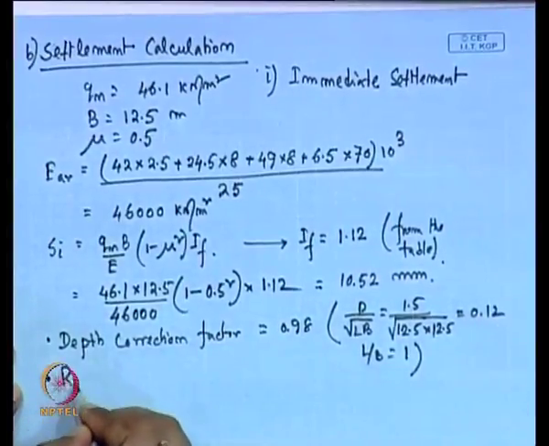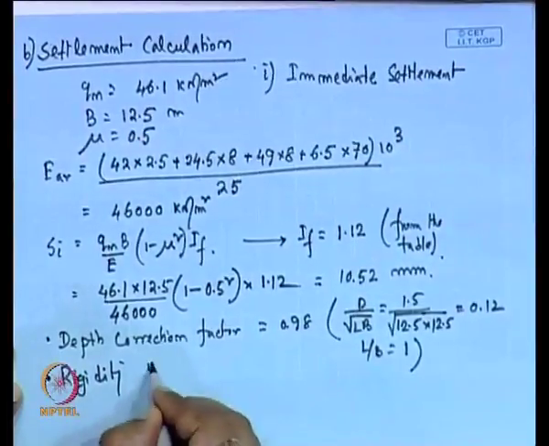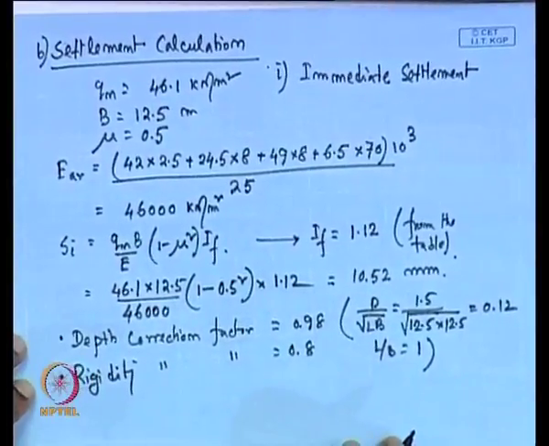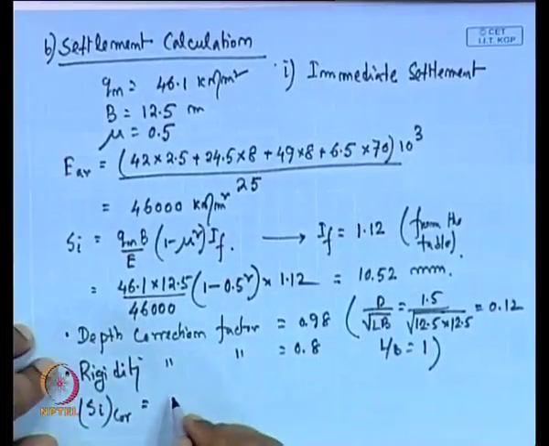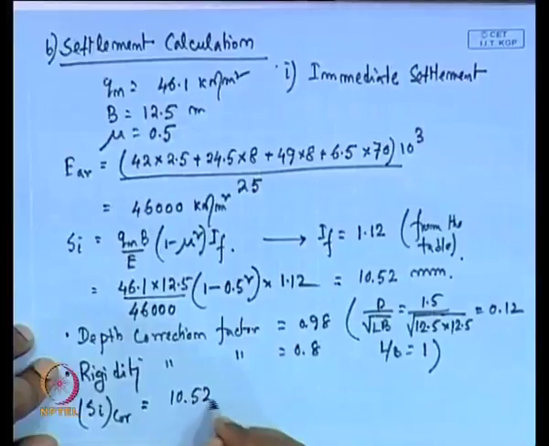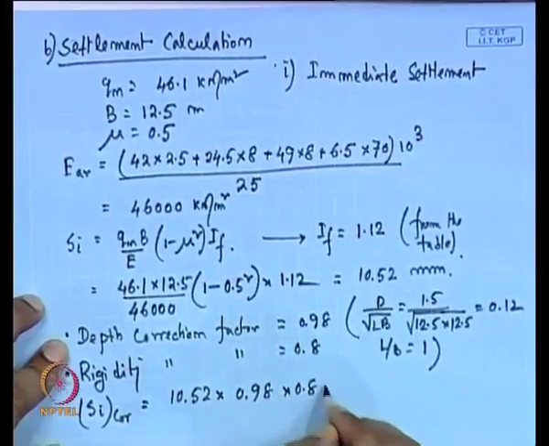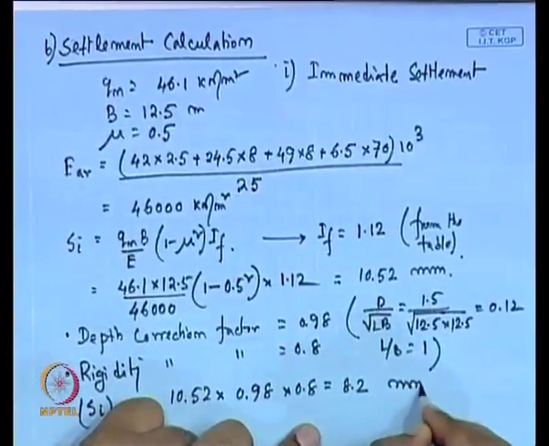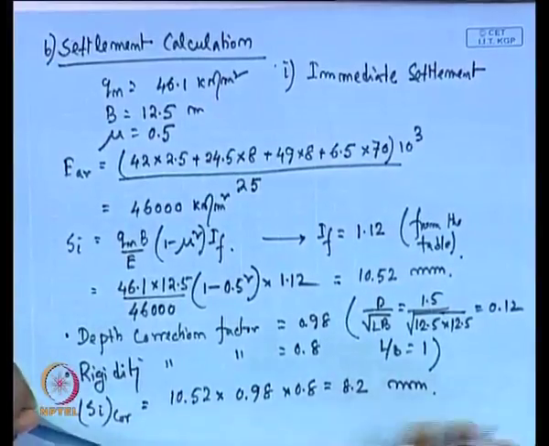Similarly, the rigidity correction factor, as I have mentioned, will be 0.8. So S_I corrected will be 10.52 into 0.98 into 0.8. So this value is 8.2 millimeter. This is the immediate settlement corrected.